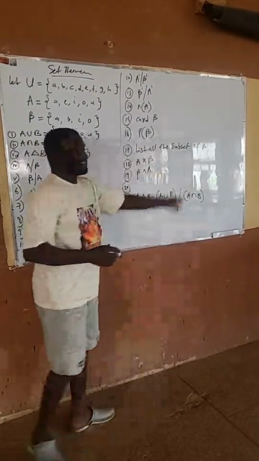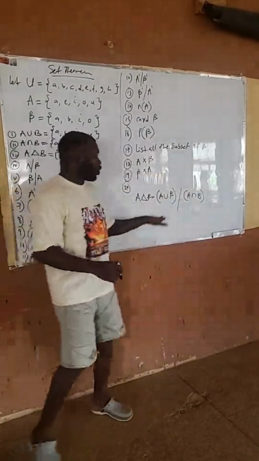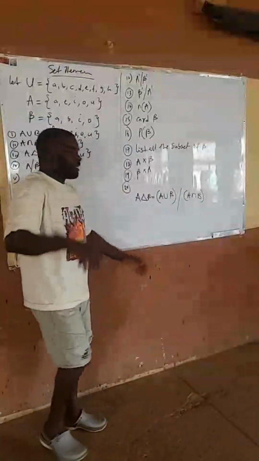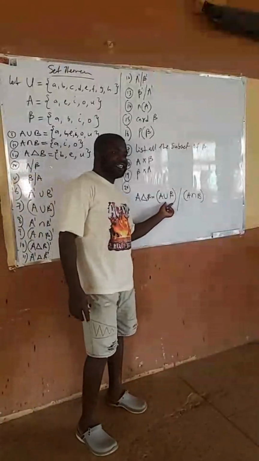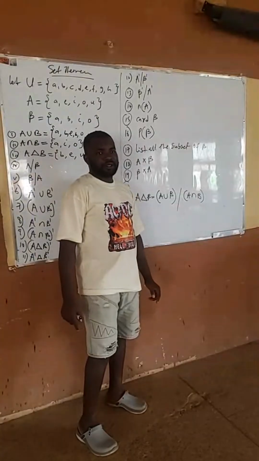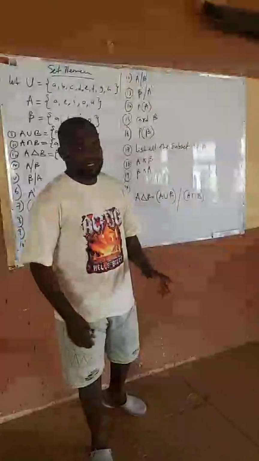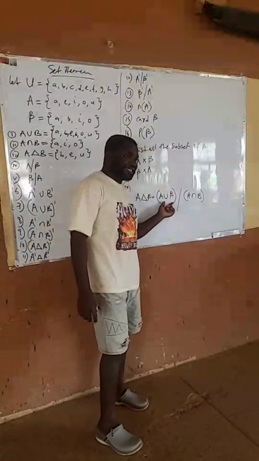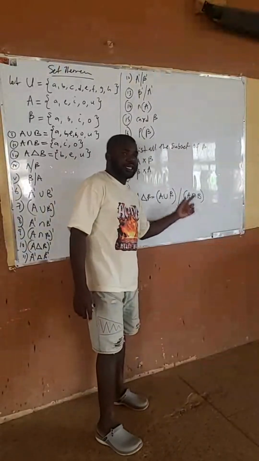I hope you know that this slash means difference. They can use the normal minus or they use slash instead. It's the same thing. So symmetric simply means whatever I can see in their union that I cannot see in their intersection. If you don't want to say the uncommon element, you can simply say whatever I can see in their union that I cannot see in their intersection.